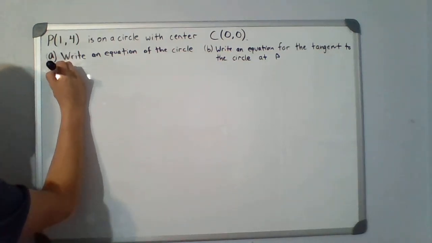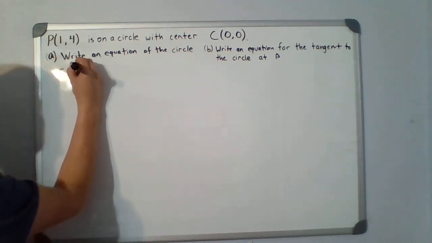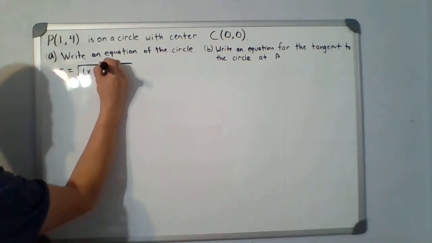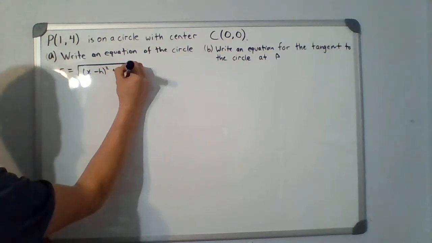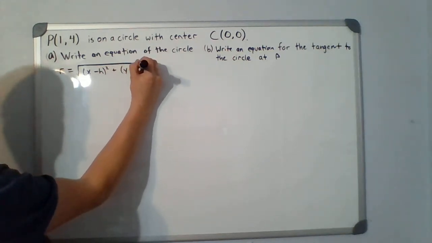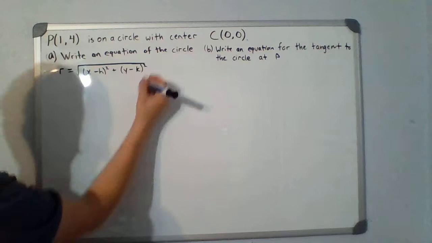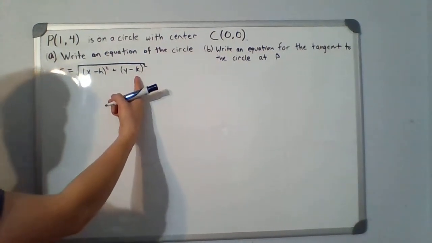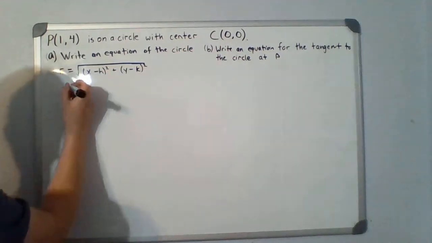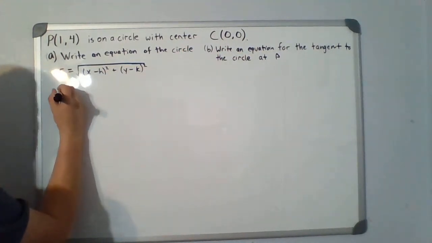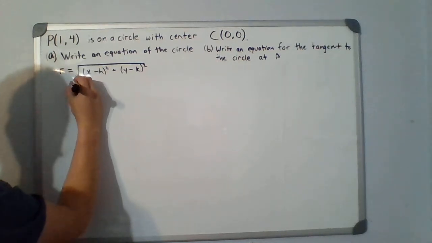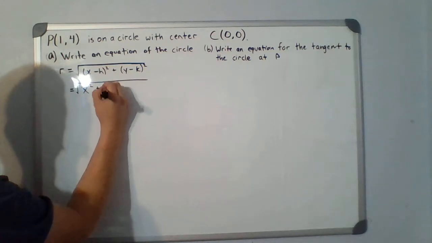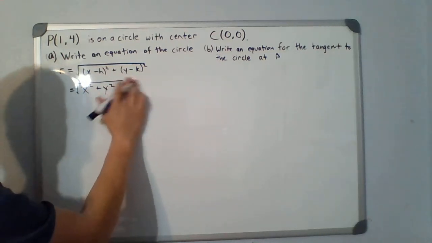I think I put it in the form of r is equal to the square root of x minus h squared plus y minus k squared. H and k being the coordinates for the center of the circle, but since our center is at 0, 0, I can just put it in this form. r is equal to the square root of x squared plus y squared. I didn't need to be that long.